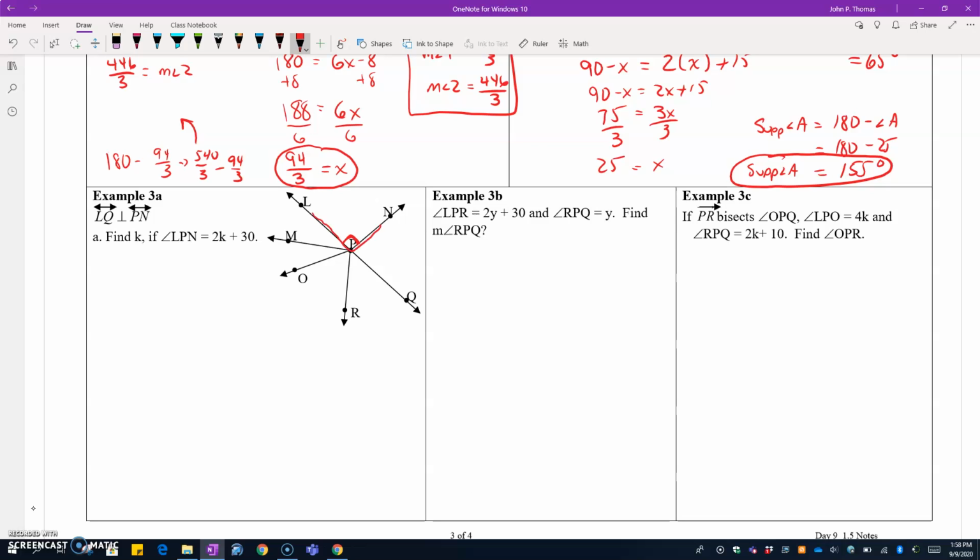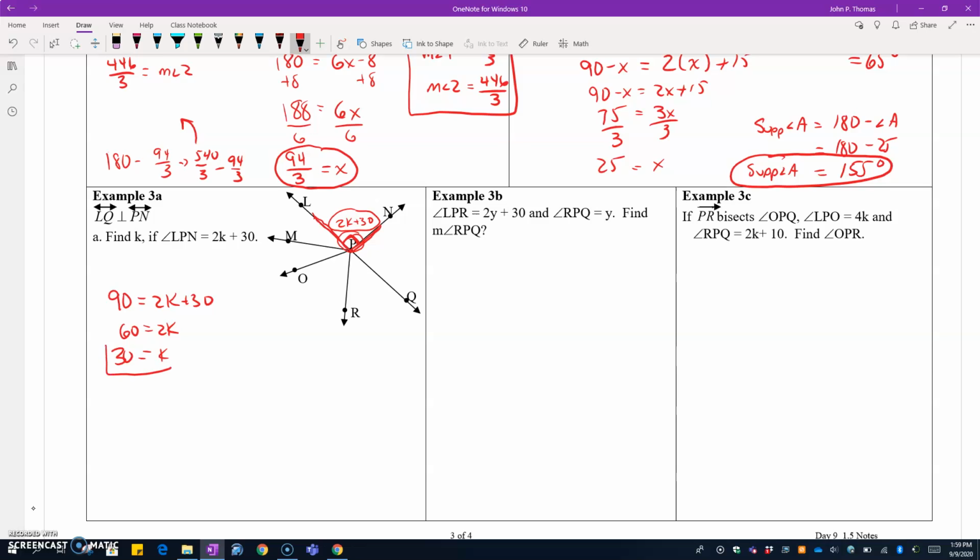If I go to the next part, it says find K if LPN, and I'm tracing that out here, is 2K plus 30. So I'm going to drop that on my diagram as well. Once you drop the information on the diagram, you can usually take a look at the diagram and it'll pretty much tell you what you need to do. So here I notice in this angle I have the 2K plus 30 and I also have the right angle marker. As long as we know the right angle implies 90 degrees, we can say 90 equals 2K plus 30, which is 60 equals 2K as I start solving, or K equals 30.